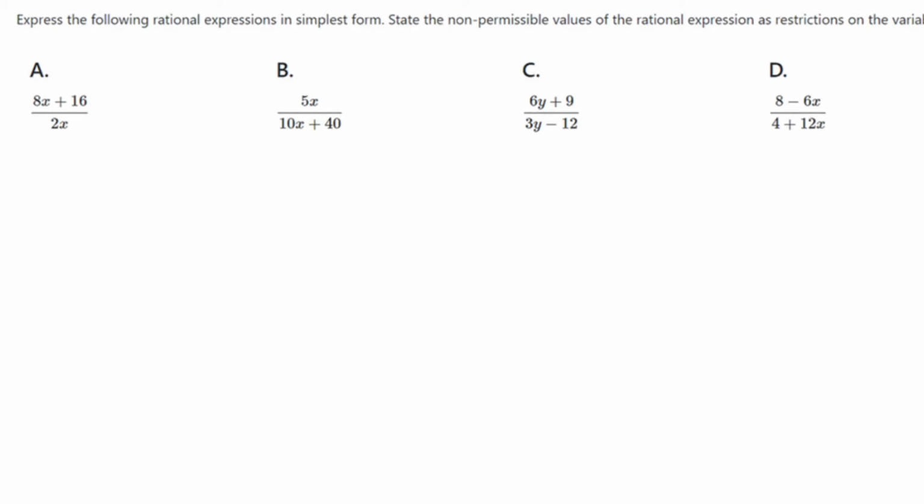Express the following rational expressions in simplest form. State the non-permissible values of the rational expression as restrictions on the variable.